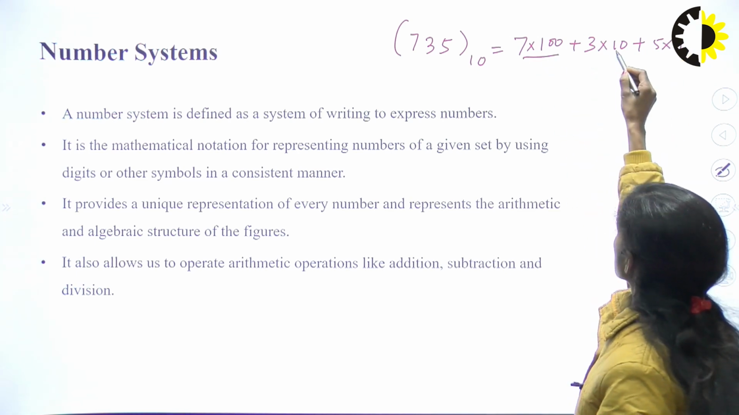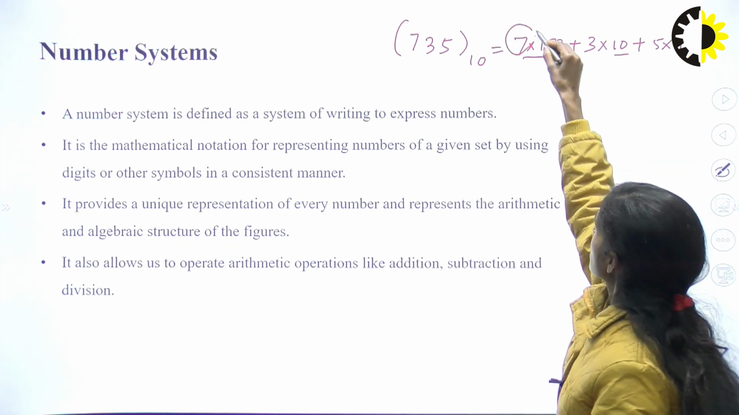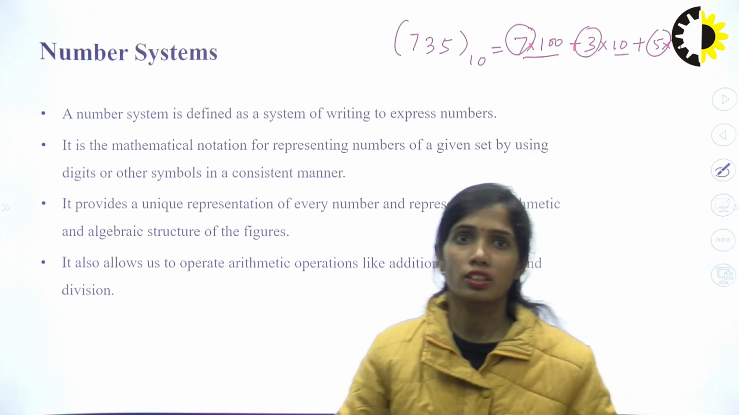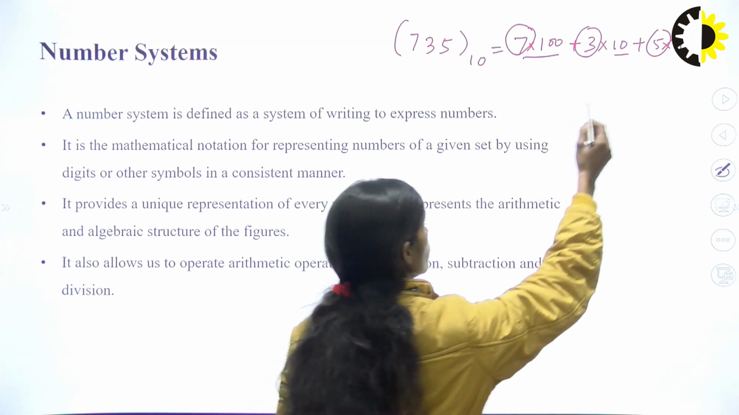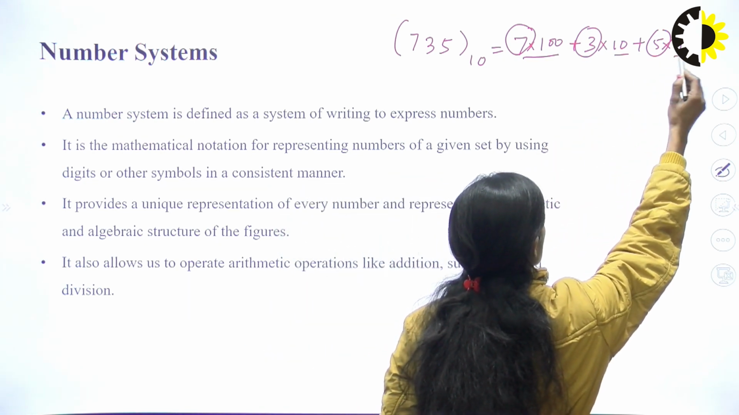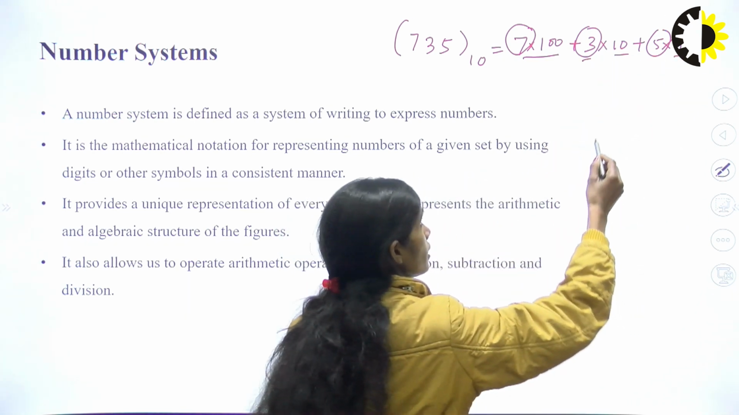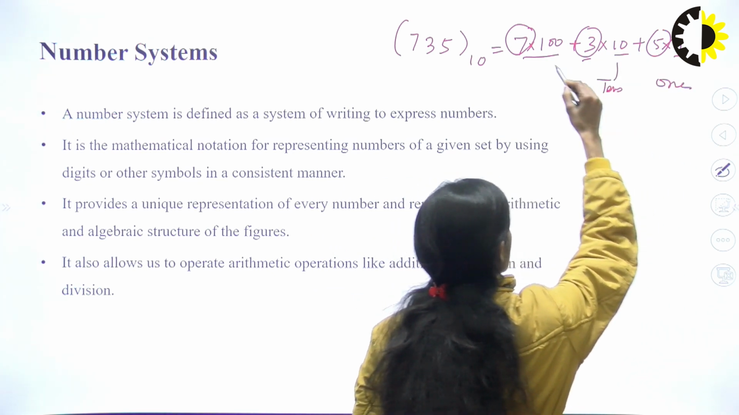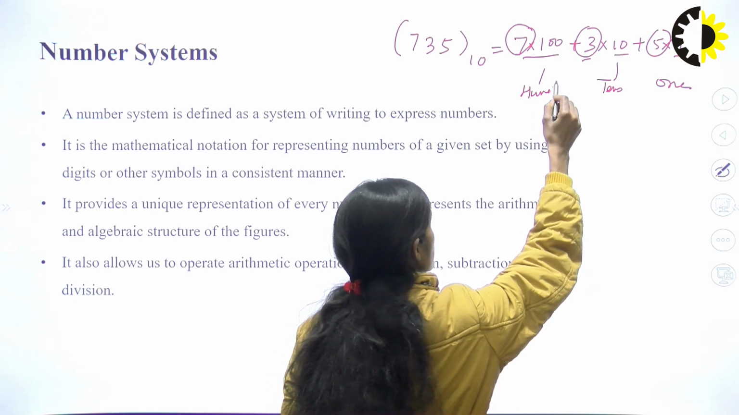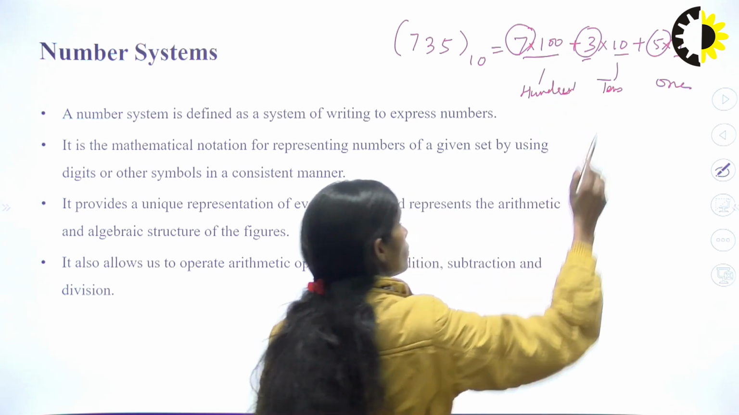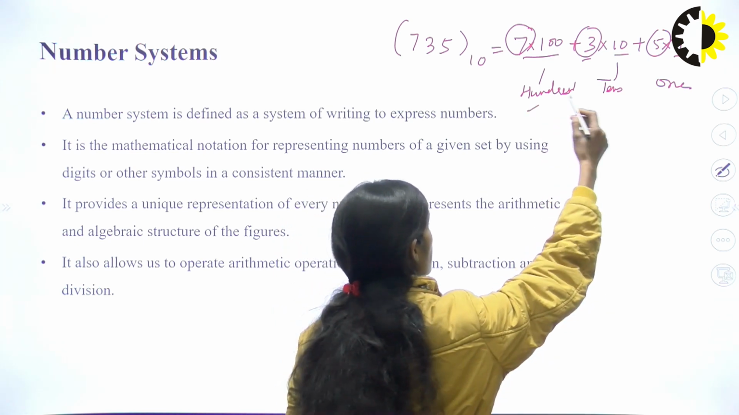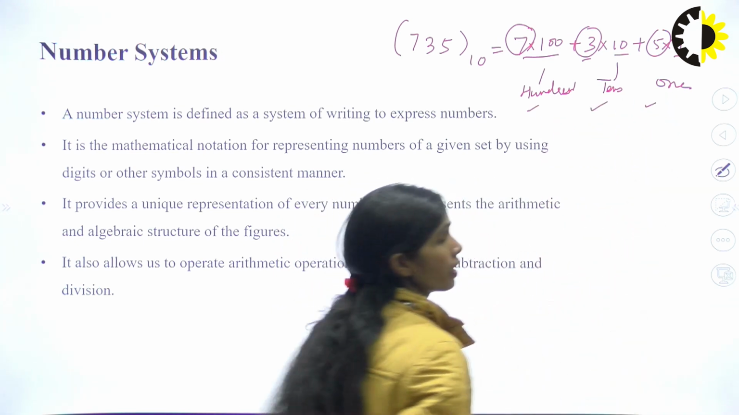This represents that 7 is the digit, 3 is the digit, and 5 is the digit at different places. So from this we come to know the last digit has the ones place, the second to last digit has the tens place, and this has the hundreds place.